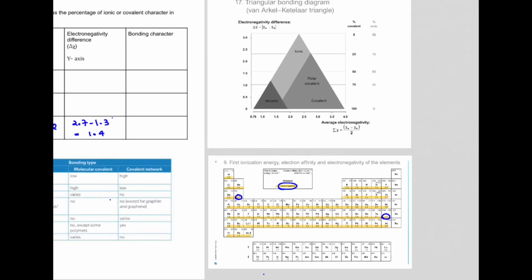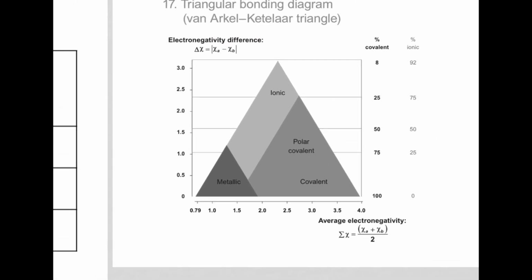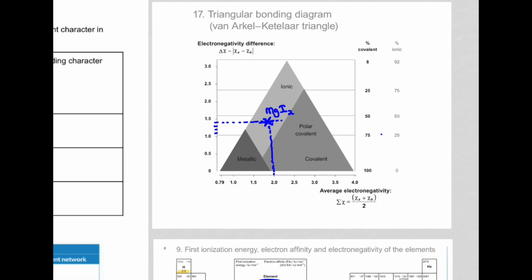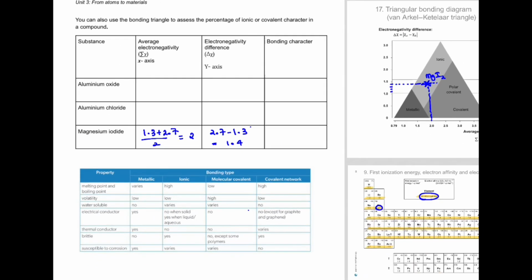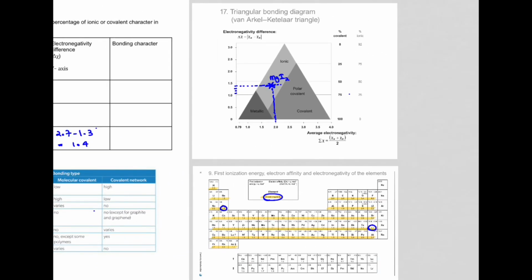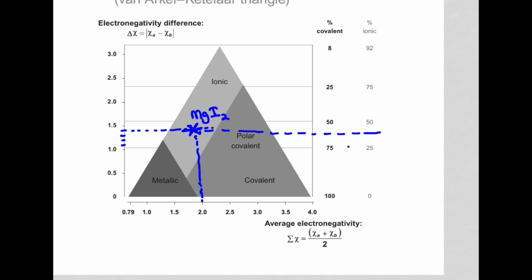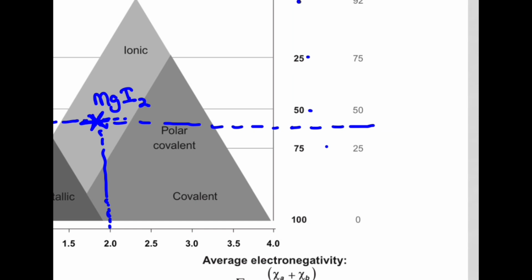I will look it up in the bonding triangle. So you can see that magnesium iodide is here. So 2 on the x-axis and 1.4 on the y-axis. So this is going to be in the ionic region. And if you look at here, you have percentage covalent character. So it's going from 8 to 25 to 50, so between 50 and 75. So you can say maybe it is around 60 here. And between 50 to 25, you can say maybe 38 or 40.